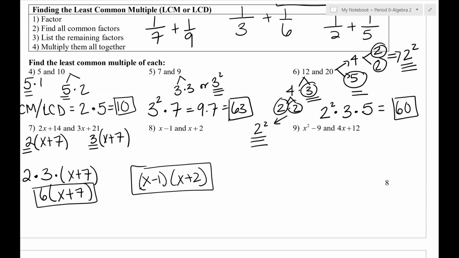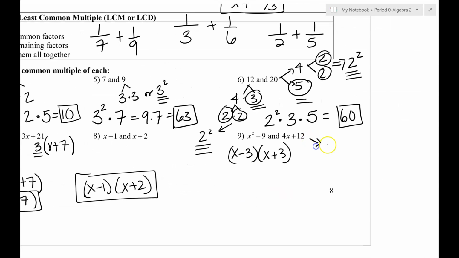9. What do you do on 9? You have to do what first? Yeah, you got to factor to see what the prime factors are. Okay, so x squared minus 9 is the difference of two squares. So the factors are the quantity of x minus 3 times the quantity of x plus 3. 4x plus 12. What are the factors there? Take out a 4, and then you're left with? Good. Okay. Would you agree x minus 3 is the only factor of its kind from both sides? So you take it.